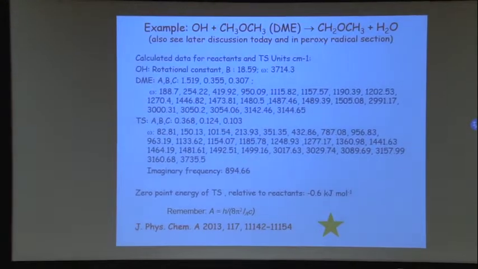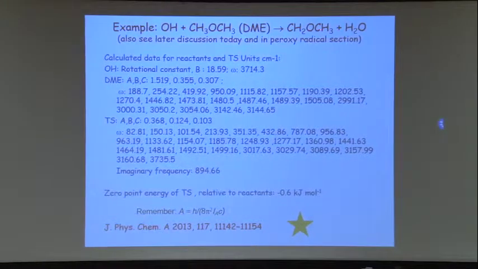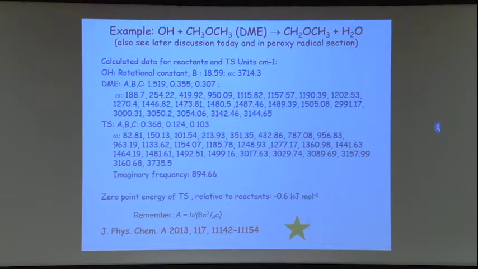Now, okay, so this is an example, OH plus dimethyl ether. OH is abstracting a hydrogen atom. And these are data which are taken from this paper here. I didn't put the reference in, so that's why there's a little star here. And these are the data for OH, which are taken from spectroscopy. These are for DME, which ideally, again, are taken from spectroscopy, but these are actually calculated values. And then these are calculated values for the transition state.